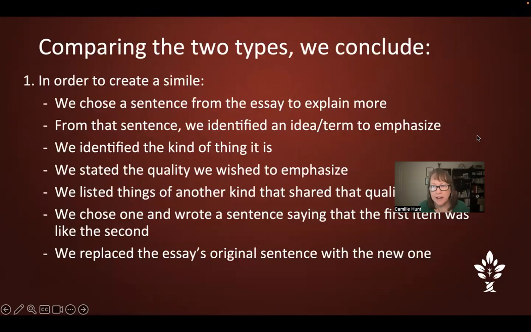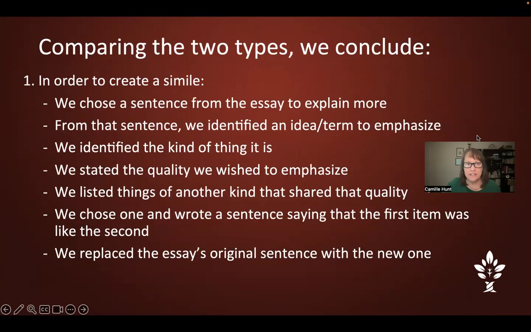So if we compare the two types of simile, we can see that in order to create a simile, we chose a sentence from the essay, the sentence we want to explain more. From that sentence, we identified an idea, a term to emphasize. We identified the kind of thing that term was. We stated the quality of the term that we wished to emphasize. We listed things of another, different kind, that share that quality. We chose one of those things and wrote a sentence saying the first item is like the second. We replaced the essay's original sentence with the new one.